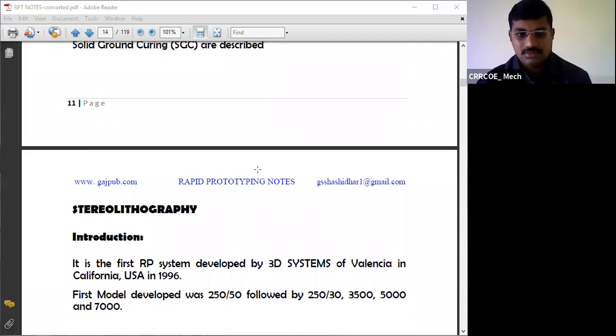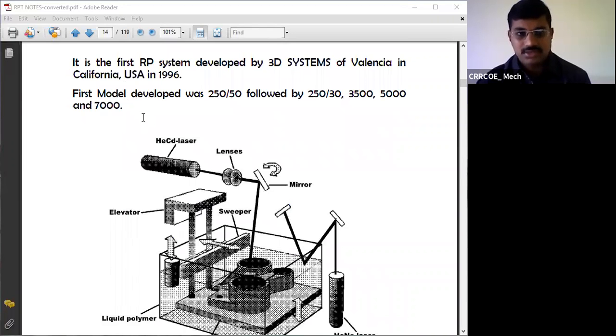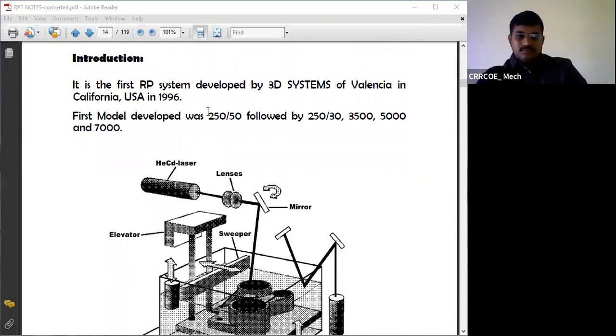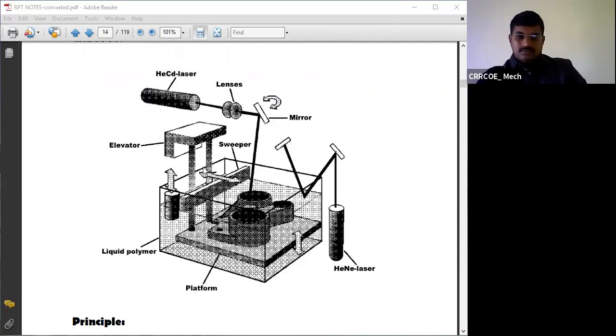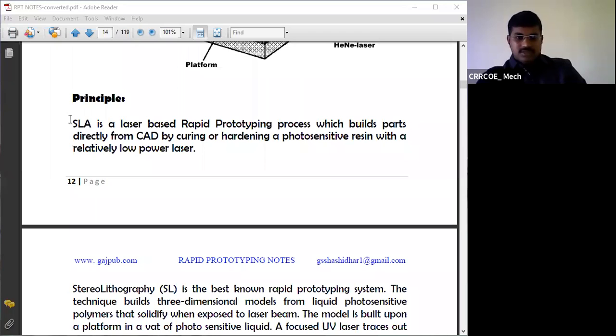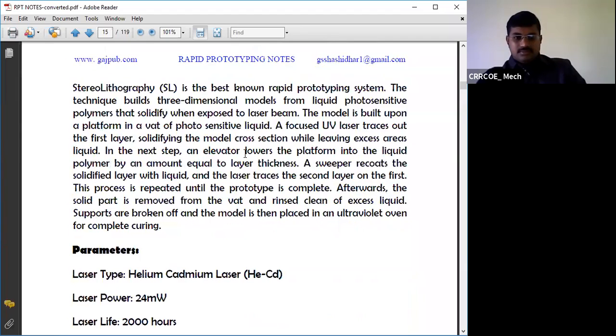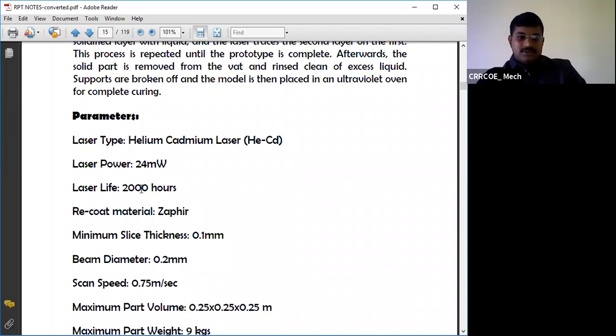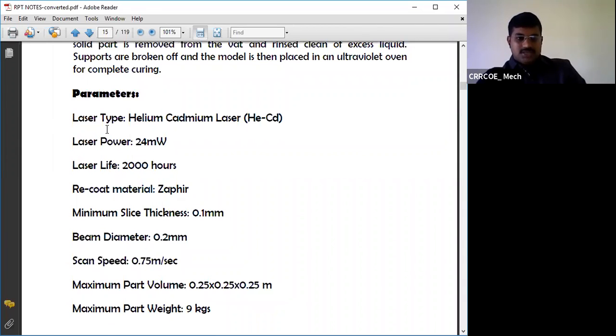So I don't want to discuss each technique, how to start this technique. The working principle of SLA: in our syllabus, they have given the working principles, how they have built, and the parameters. Whatever the specifications may be, we call them specifications, sometimes parameters.